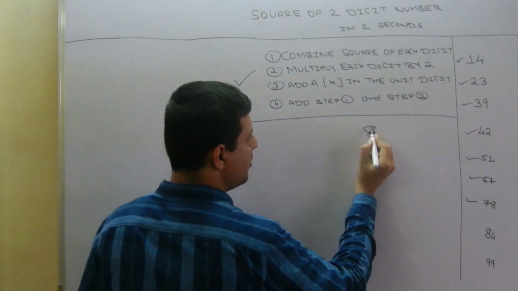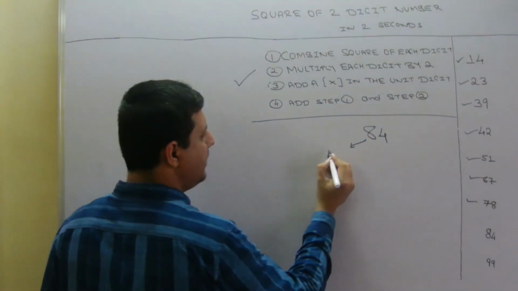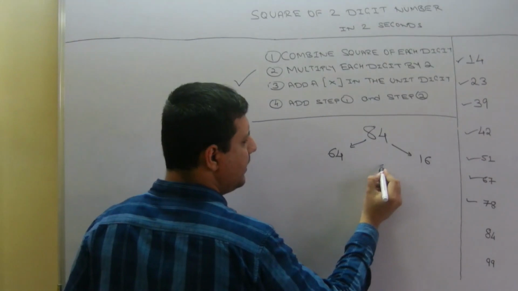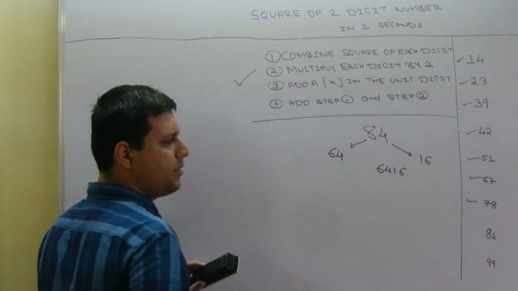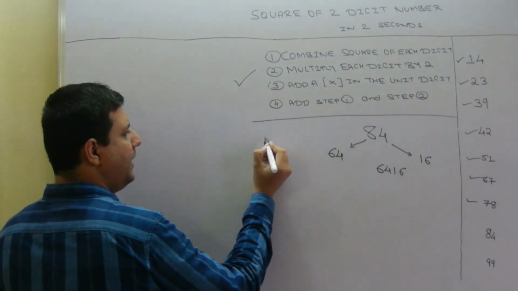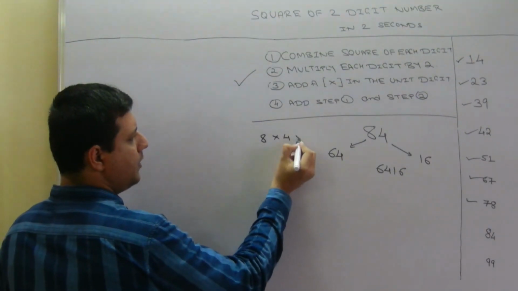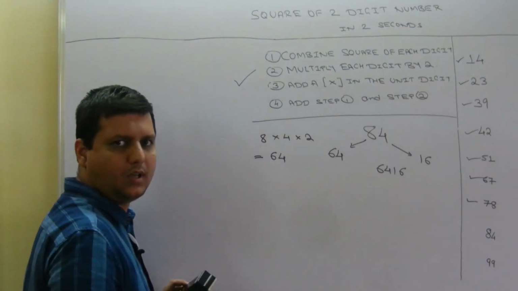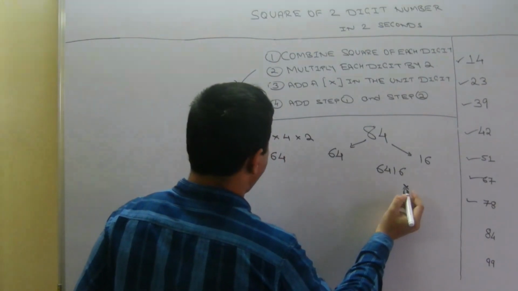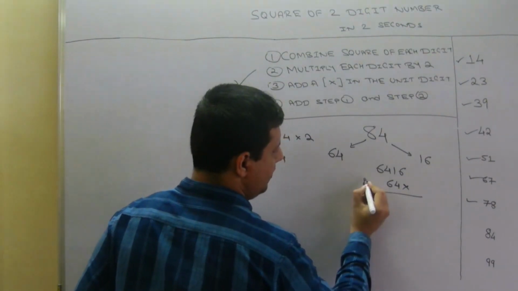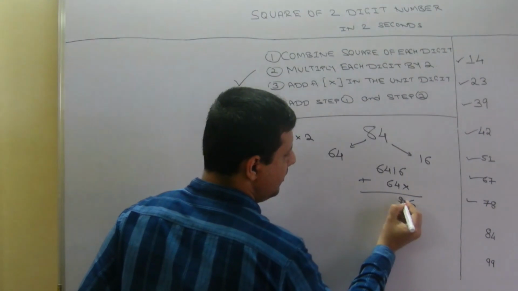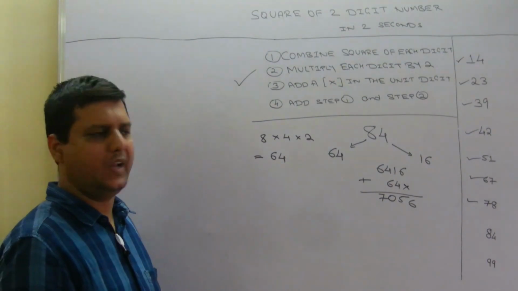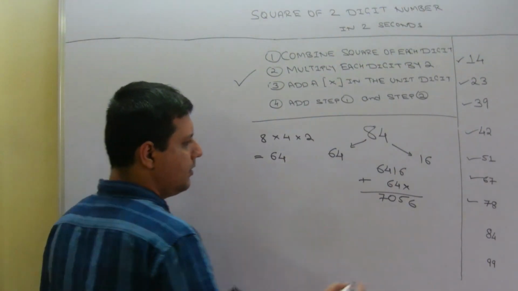84. Square of 8 is 64. Square of 4 is 16. Combining the numbers, we get 6416. Now multiplying each digit by 2, leaving the unit place, write down 64 here, and adding them, we get 7056. And finally the last number, 99.